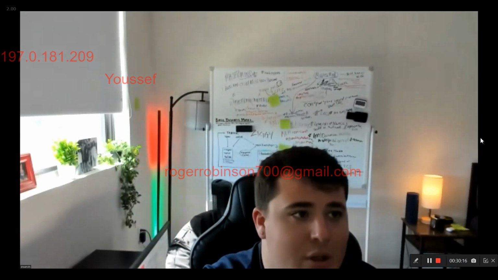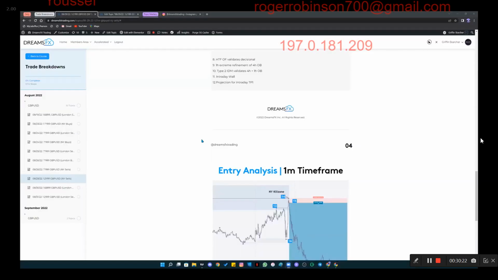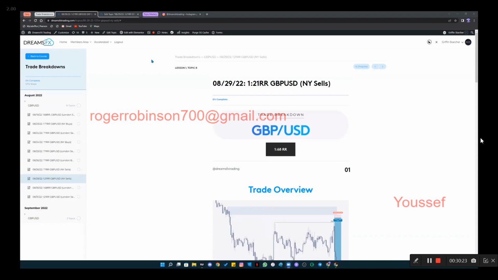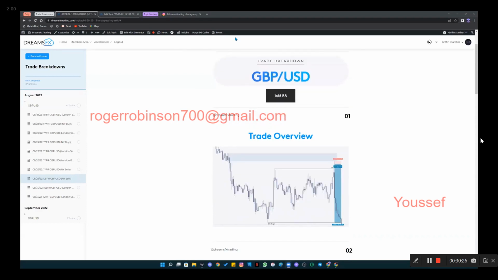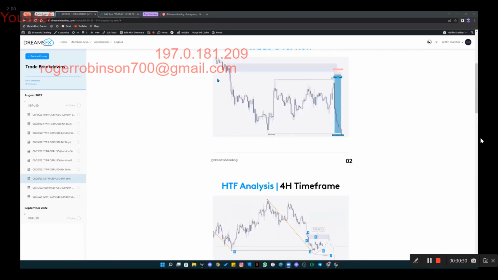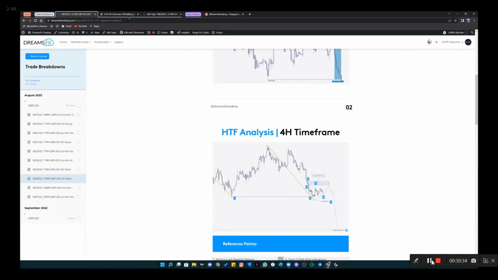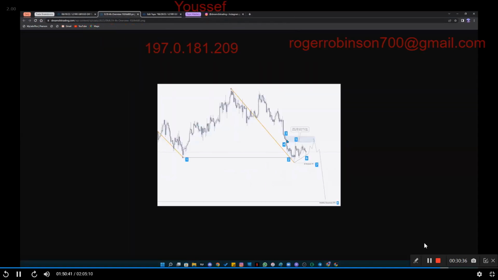So let me go ahead and share this. All right, share screen. All right, everybody, this is the new breakdown. For instance, this is going to be broken down in this manner. So this is a GU trade, right? We have GU, 1 to 23. It's always going to start with some form of overview. We're going to have our higher time frame analysis, and you can always right click, open image in a new tab, so you can get a clearer picture of what the image looks like.